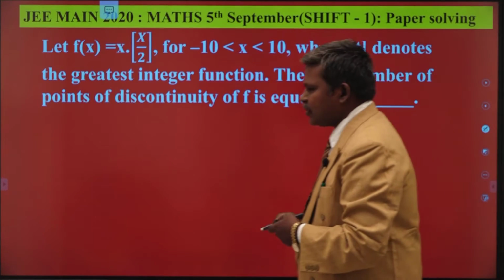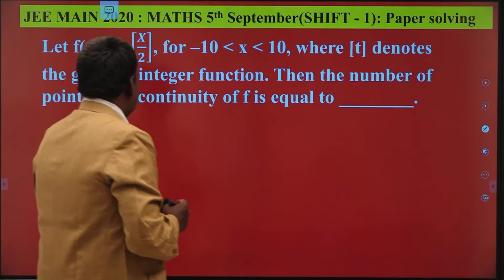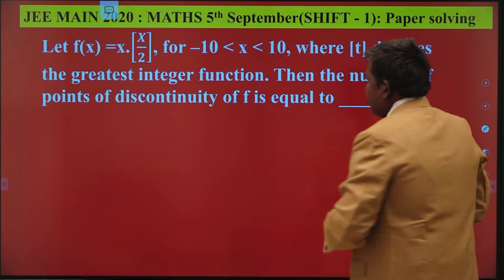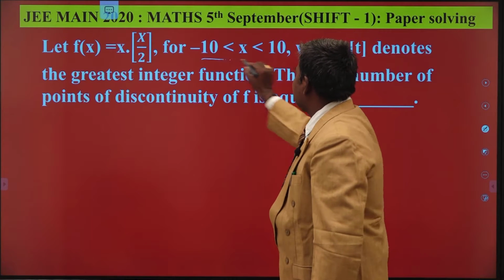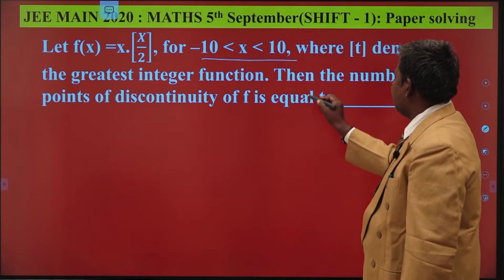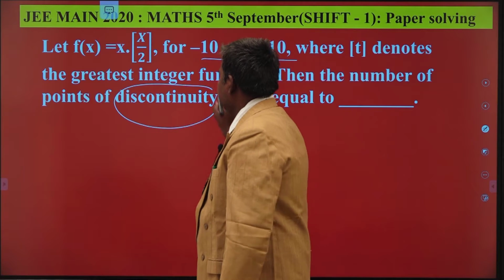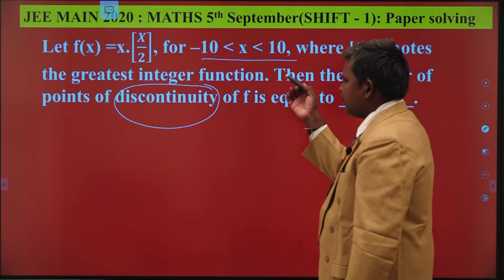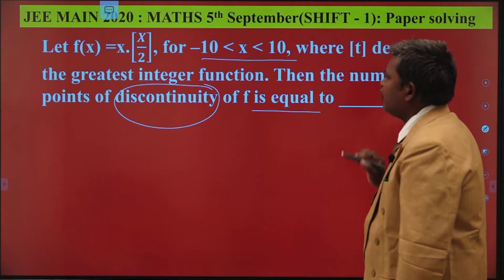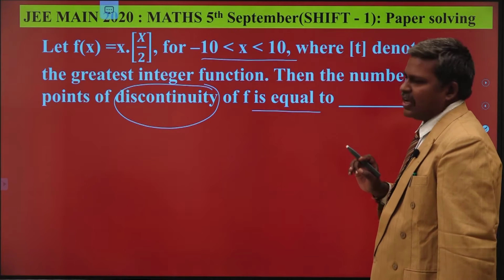This is also a simple question related to functions. f of x is equal to x into box of x by 2, where box x is the greatest integer function. Your x lies between minus 10 to 10, where box t denotes the greatest integer function, already we discussed. Then the number of points of discontinuity. This is a problem related to functions as well as discontinuity of f. So f of x is equal to x times box of x by 2.